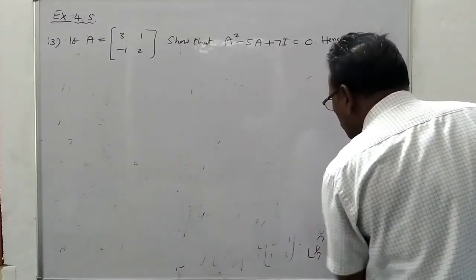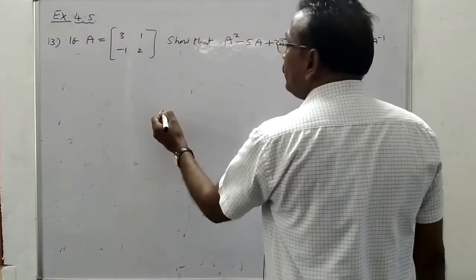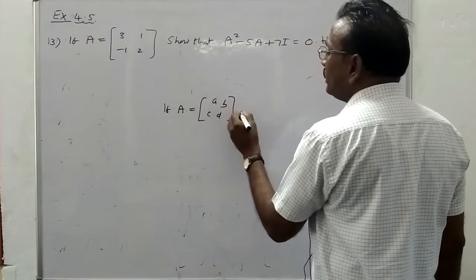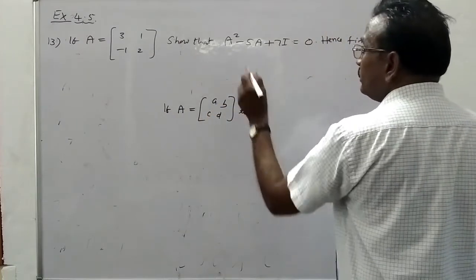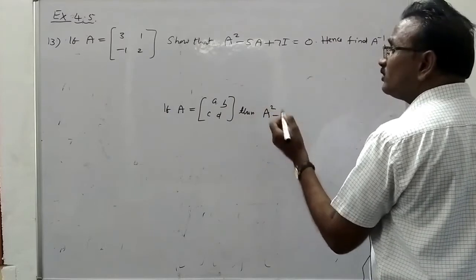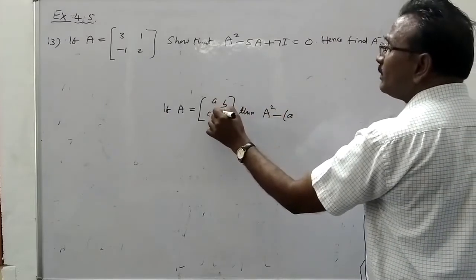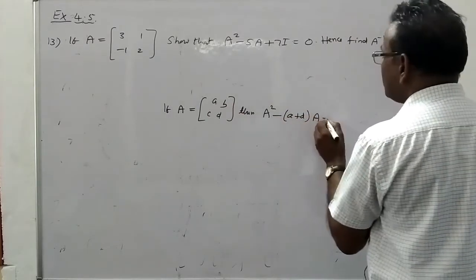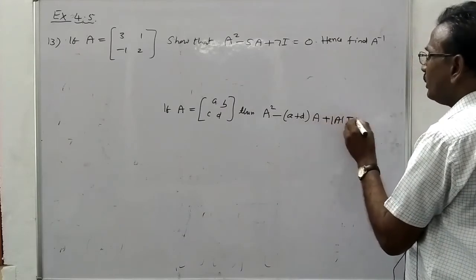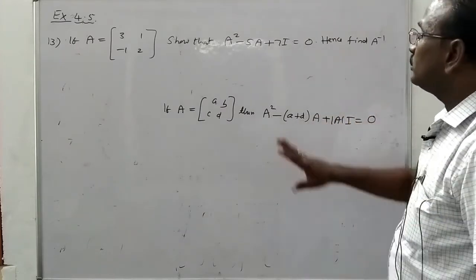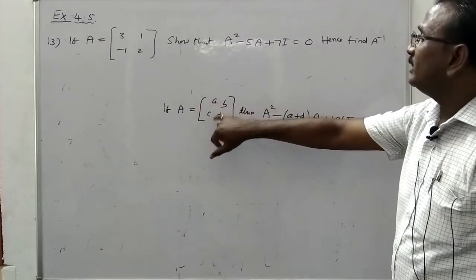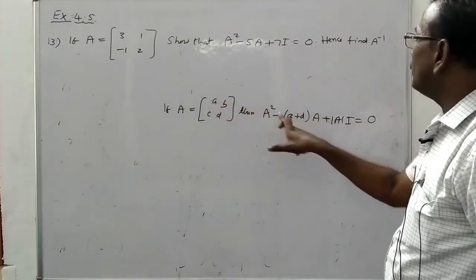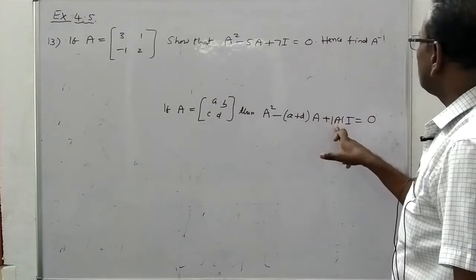Right. So we have a shortcut formula for this. If A is equal to [a b; c d], a second order square matrix, then the equation is A square minus the sum of the principal diagonal elements, a plus d, into matrix A, plus determinant of A into I is equal to null matrix. So observe this.